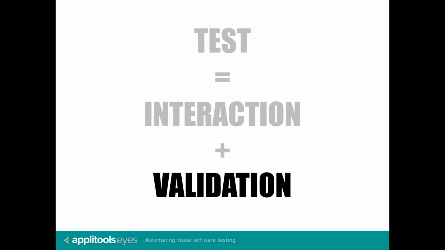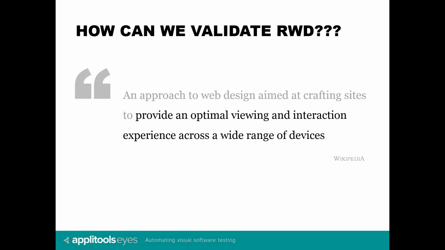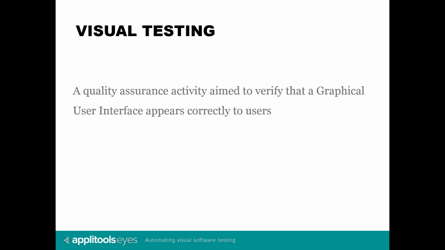Now let's talk about validation. So we already know how to generically interact with the responsive website, but how can we make sure and validate that the site actually provides an optimal viewing and interaction experience across a wide range of devices? And the answer to that is that you can use visual testing for that.